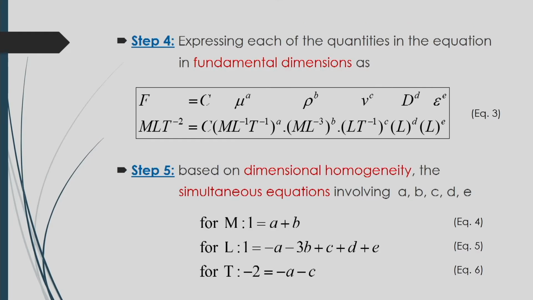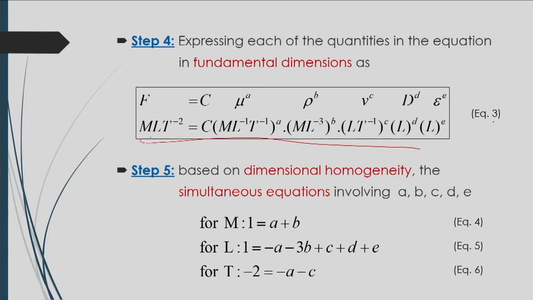So, based on that dimensional homogeneity concept, the simultaneous equations involving A, B, C, D, E can be represented as follows. If you equalize the dimensions on both sides of equation number 3 in the slide, what will be the dimensions of M first? On the left hand side, the power of dimension M is 1, whereas the power of M on the right hand side of equation number 3 is A and B. So, it will be 1 equals A plus B.